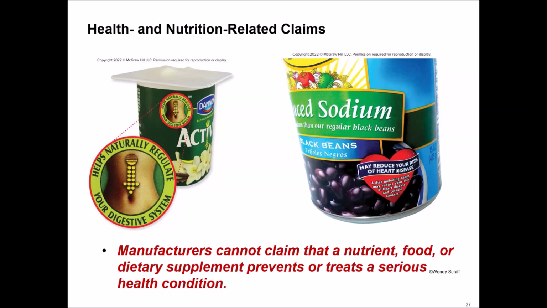So when we go back and look at these two examples, you see the little heart logo, it says it may reduce your risk of heart disease, right? There's no direct correlation to reduction of heart disease, although there have been studies that suggest diets that have lots of fiber and legumes, beans, may reduce the risk of heart disease. But again, it uses the word may. The yogurt here didn't really use the terminology may or might, but it said it helps naturally regulate. It doesn't guarantee that it's going to regulate your digestive system. So it does imply that there is some health benefit there, but no guarantee.